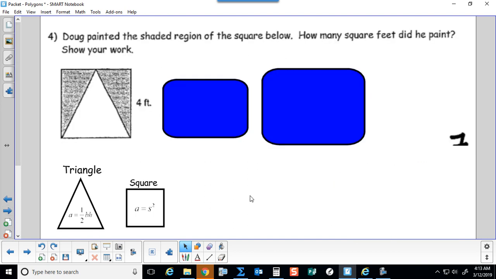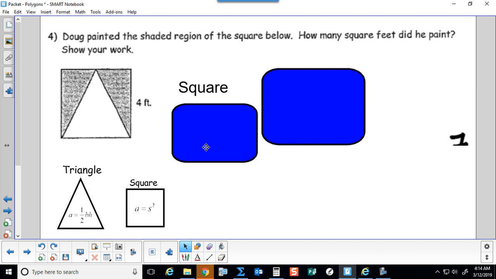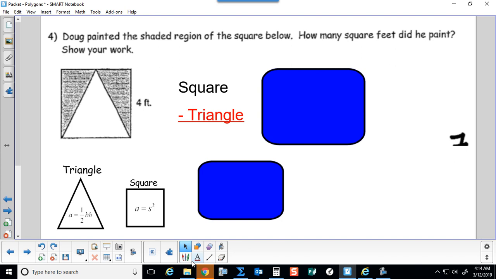Doug painted the shaded region of the square below. How many square feet did he paint? So again, let's identify the shapes. We have a square and we have a triangle. We're going to take the area of the square minus the area of the triangle.